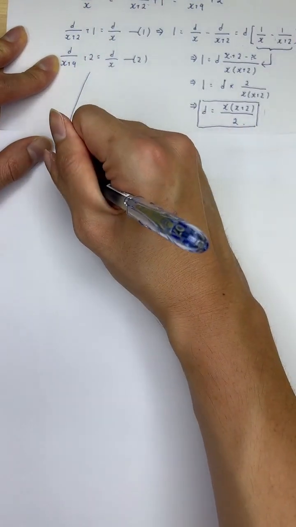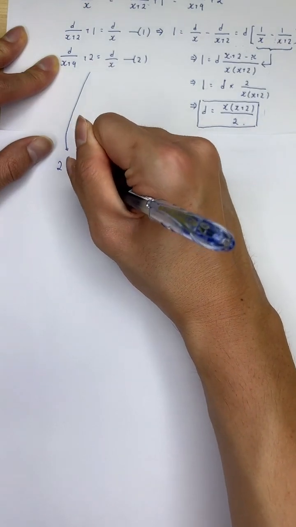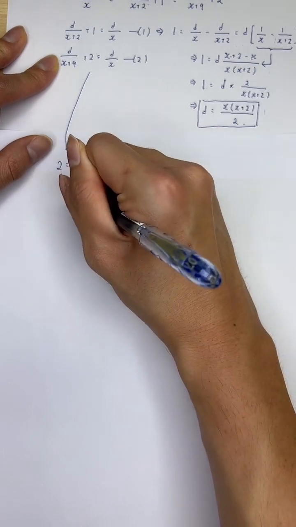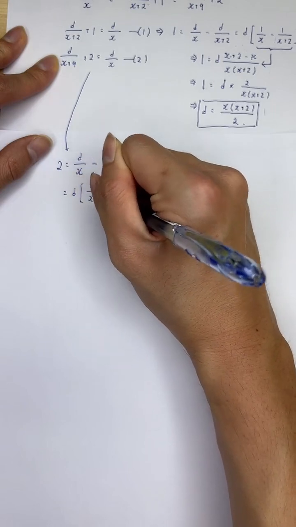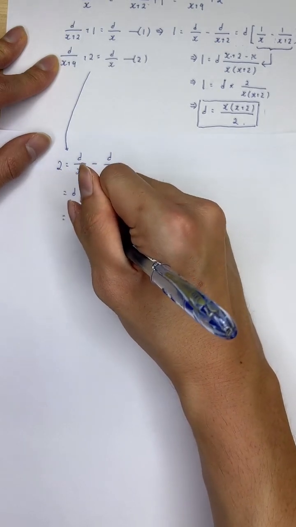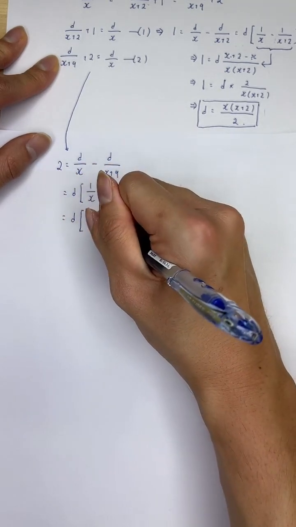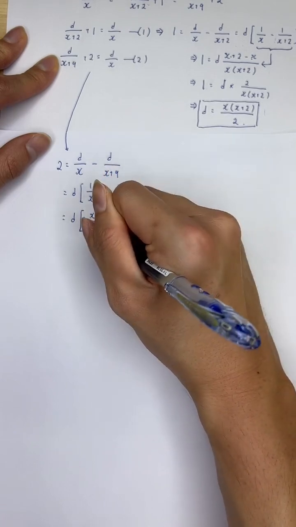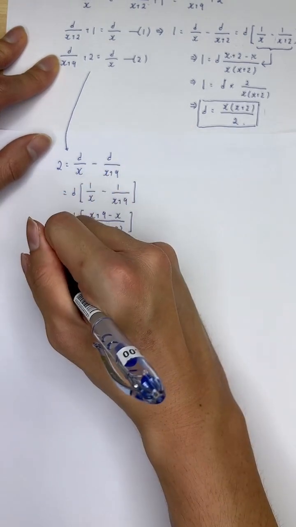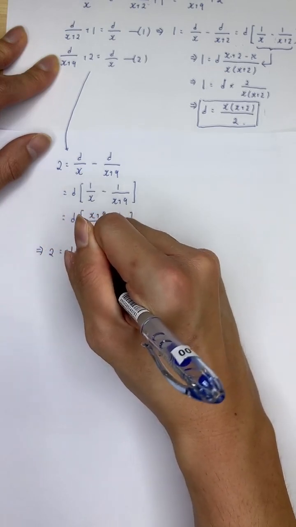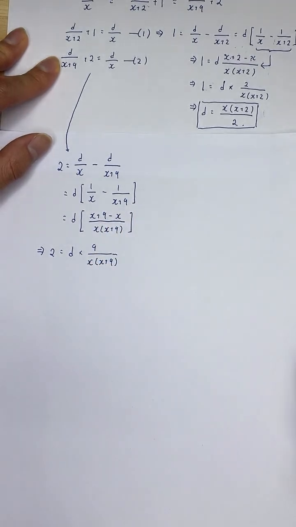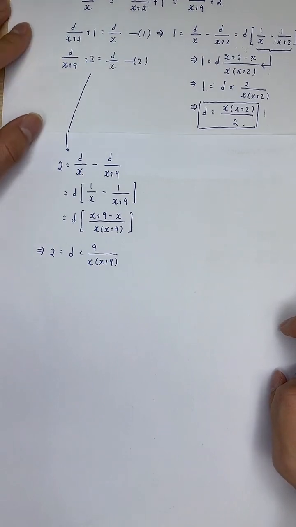Now this one, we're going to obtain 2 is equal to d over x minus d over x plus 9. Factorize out the d. We'll obtain 1 over x minus 1 over x plus 9. And then combining fractions, we are going to obtain x plus 9 minus x over x multiplied by x plus 9. Which will give us a final answer of 2 equal to d multiplied by 9 over x times x plus 9. Alright, great. So we are pretty close to solving it already.